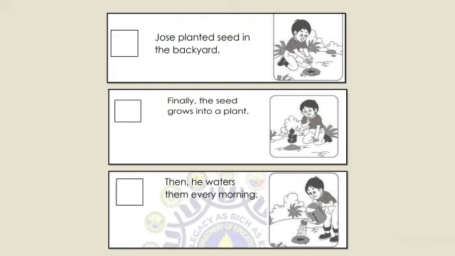What do you think is the first sentence that happened in the story? That is, Jose planted seed in the backyard. The next one is, then he waters them every morning. And the last one is, finally, the seed grows into a plant.